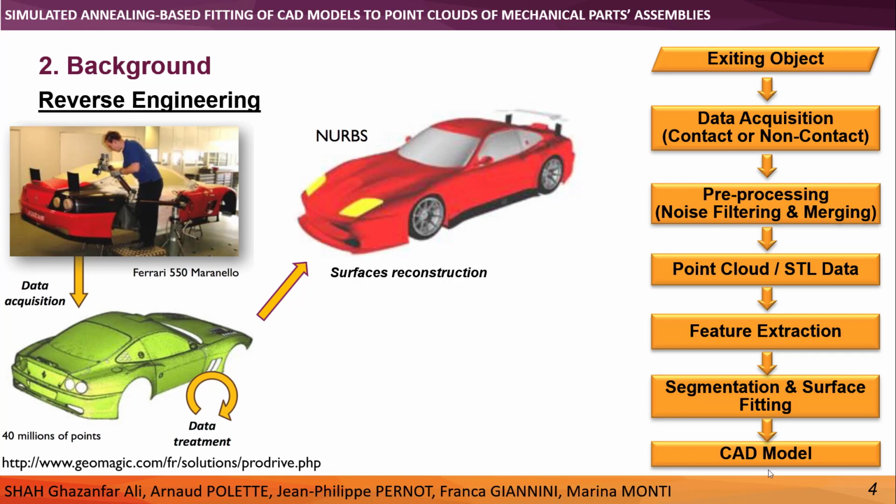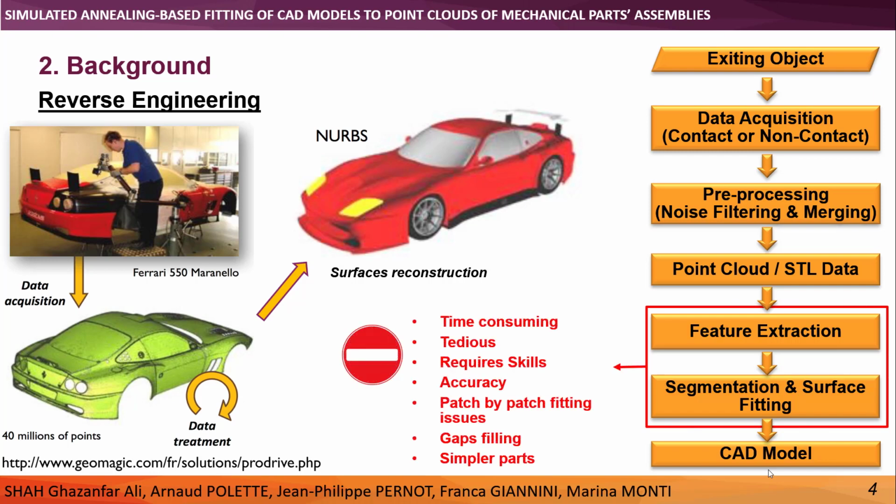Once we have this STL, we perform some extra tasks like feature extraction, segmentation, and surface fitting so as to obtain a CAD model by the end of this process. On the left-hand side, you can see a car model being scanned with the help of a laser scanner. The output is a point cloud that is composed of almost 40 million points. And then we require some data treatment so as to transform this point cloud into a CAD model that is composed of different surfaces which are joined by different operations.